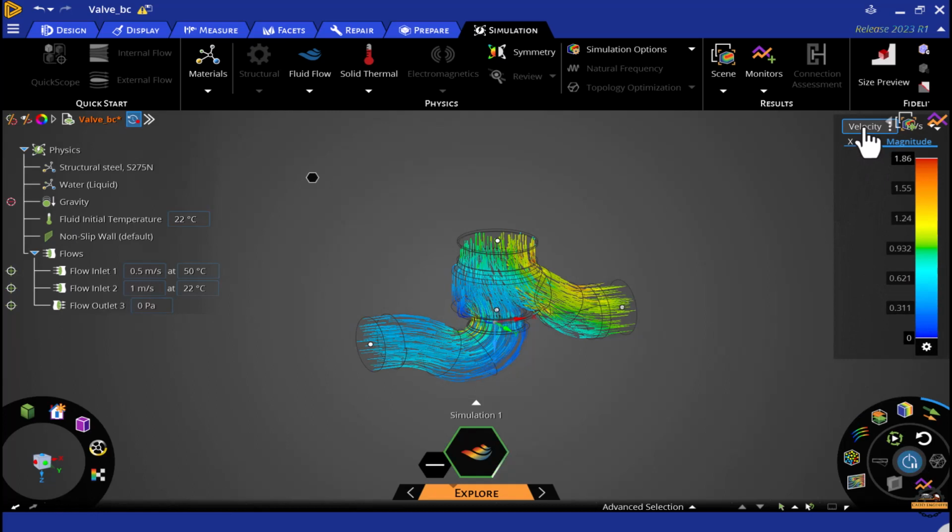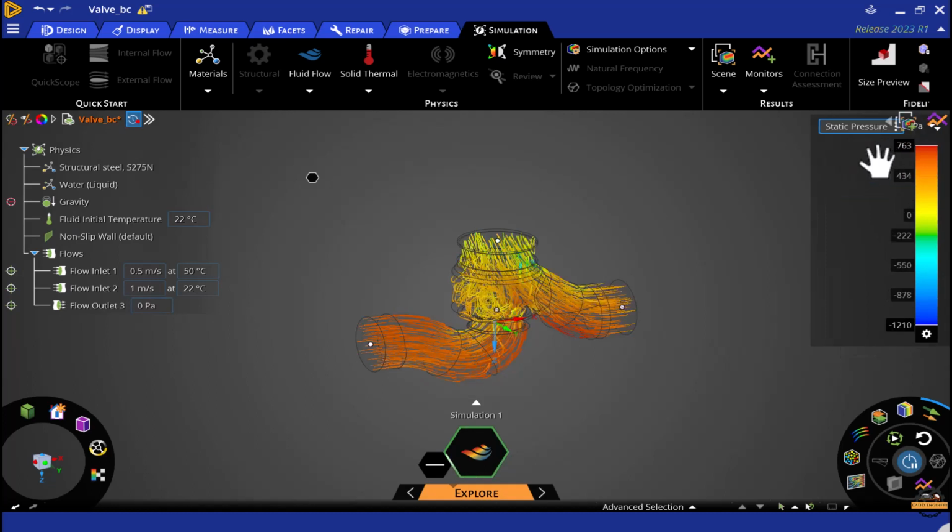and where we can see the velocity, that will be coming 1.74 maximum to 2 maximum. We can also check static pressure, 763 maximum. Total pressure we can calculate.